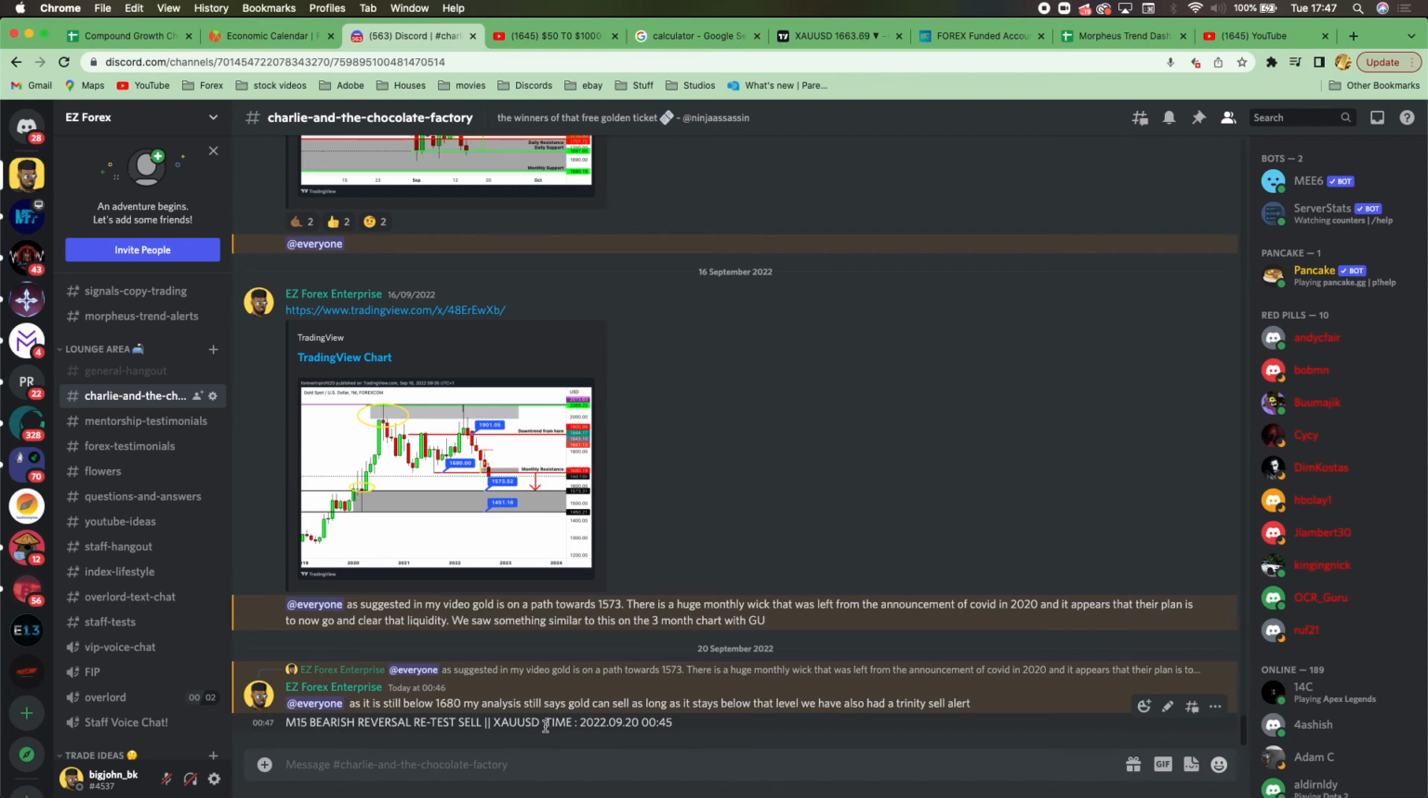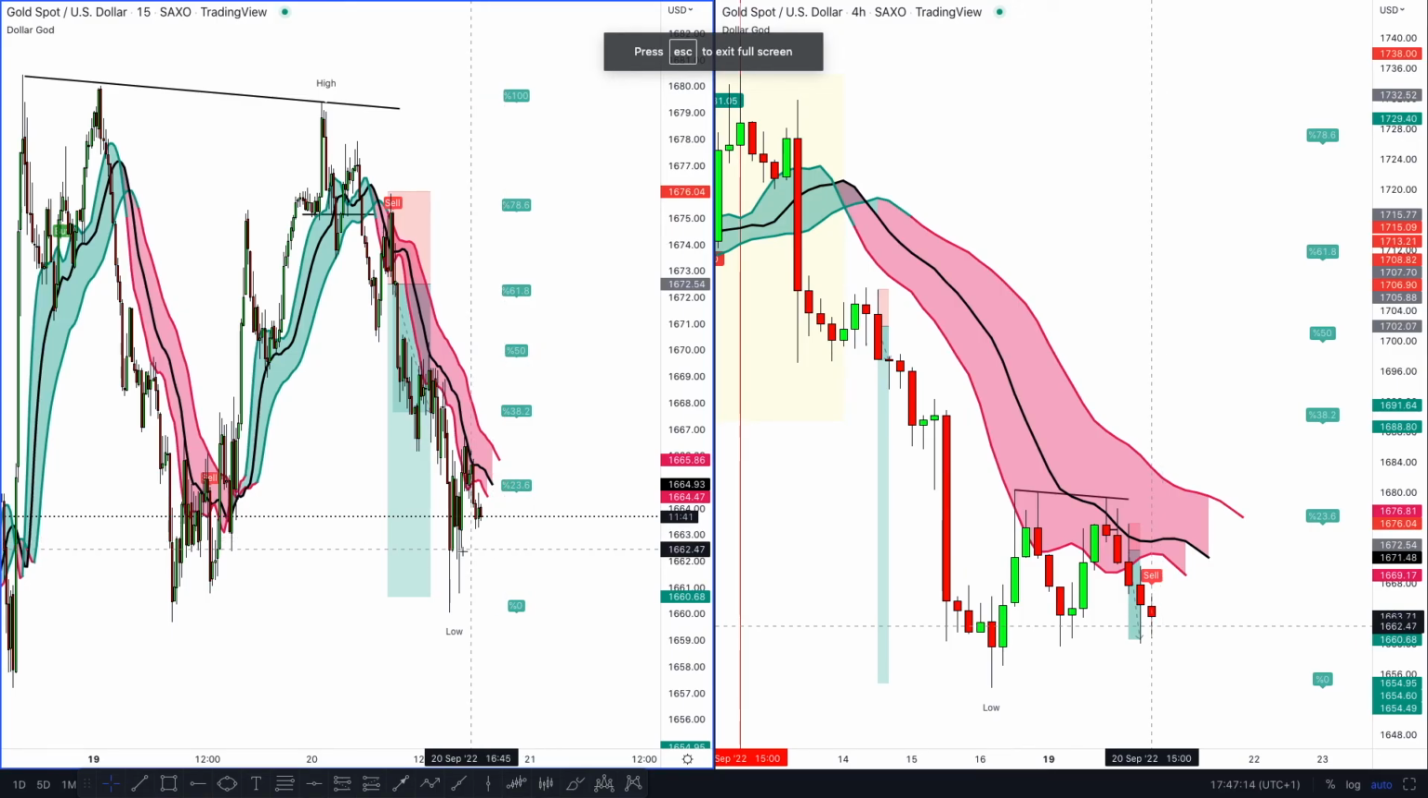Anybody in the VIP group would have been able to see that the alert did come through. They would have been able to get this sell. I'm in this sell right now. I've explained to people, I also explained in the Zoom call, that you can take this trade if you get a sell underneath 1680, and everybody would have been able to make money off the trade that we are currently looking at, which is this trade right here.